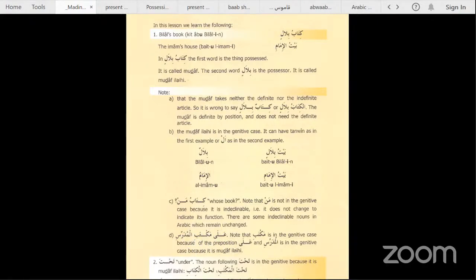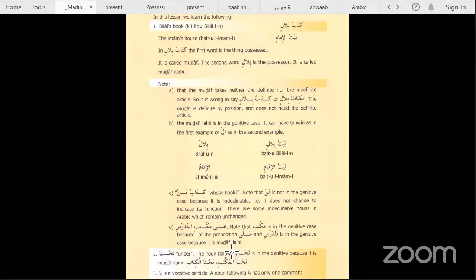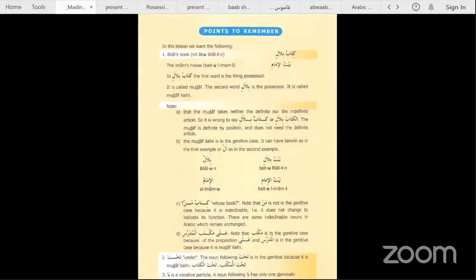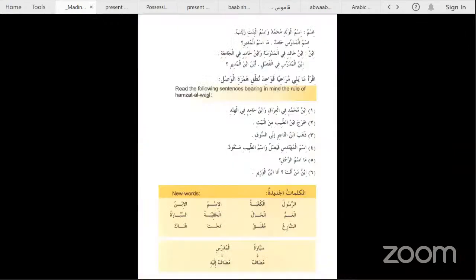And then the final point is this one here, and then inshallah we will read the lesson. Tahta, under, the noun falling after tahta is in the genitive because it is the mudaf ilayh. Tahta al-kitabi, tahta al-maktabi. Excellent. So tahta is an adverb, and whatever comes after it is always mudaf ilayh. And tahta always gets a fatha. Tahta. Okay. Brilliant. Jazakallah, sister.